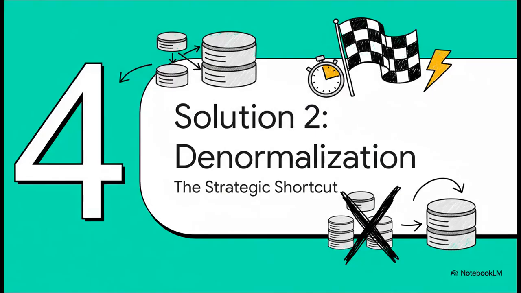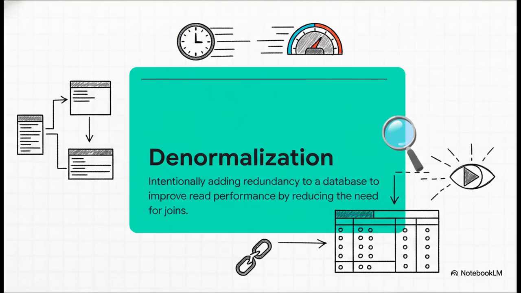And this is where our second solution comes in. And I gotta warn you, at first this is gonna sound like total heresy. It's called denormalization. But this isn't about being messy or lazy, not at all. It's about taking a very strategic, very calculated shortcut to get our speed back. Denormalization is the process of intentionally adding some of that redundancy we worked so hard to get rid of back into the database. And the goal is super simple: make reading data faster.